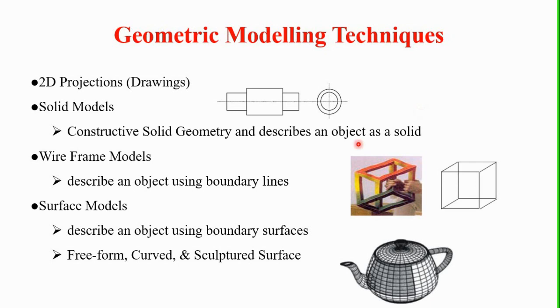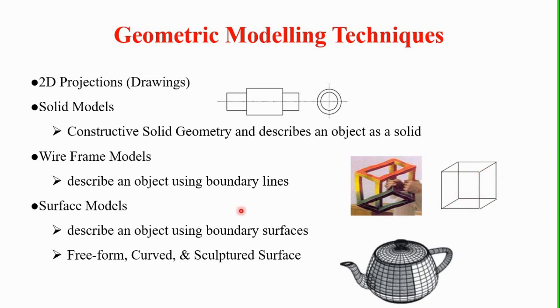Then wireframe models are also there. Wireframe models describe an object using boundary lines only. So here we can see these are the boundary lines, and by using these boundary lines, this object is defined in three dimensions.